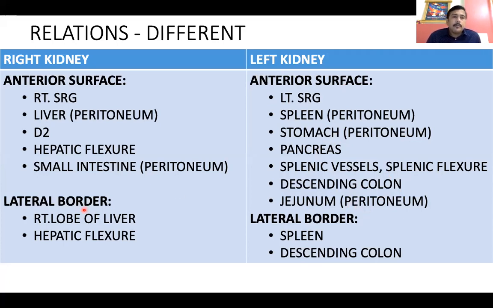The lateral border of the right kidney relates with the right lobe of the liver and the hepatic flexure once again, whereas the lateral border of the left kidney is relating with the spleen as well as the descending colon. So these are the different relations for both kidneys, anteriorly as well as on the lateral border. The kidneys have common relations in the posterior surface as well as in the medial border, whereas they have different relations in respect to the anterior surface and the lateral border.